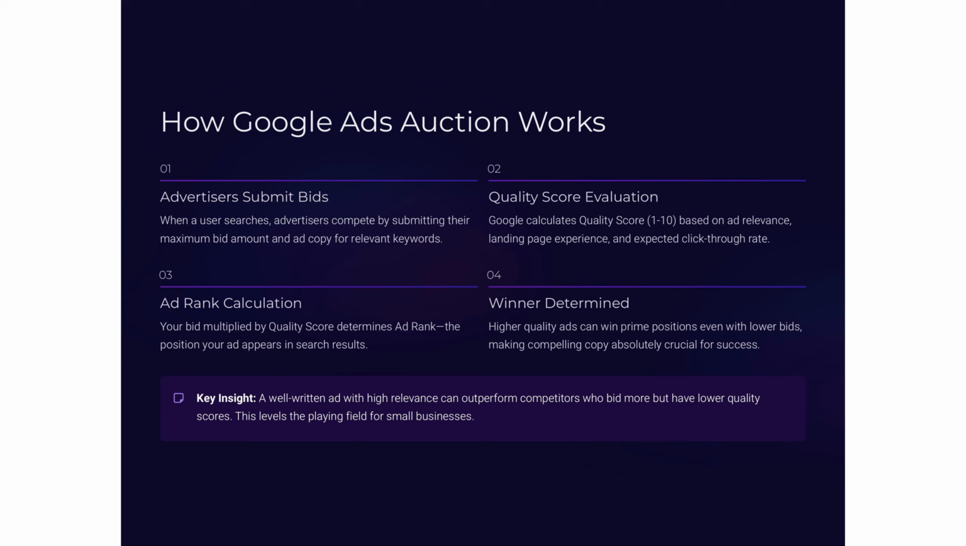Advertisers submit bids when users search, competing with maximum bid amounts and ad copy for keywords. Google evaluates quality score, considering ad relevance, landing page experience, and expected click-through rate. Ad rank is calculated by multiplying the bid by quality score. Higher quality ads can secure top positions even with lower bids, benefiting small businesses.